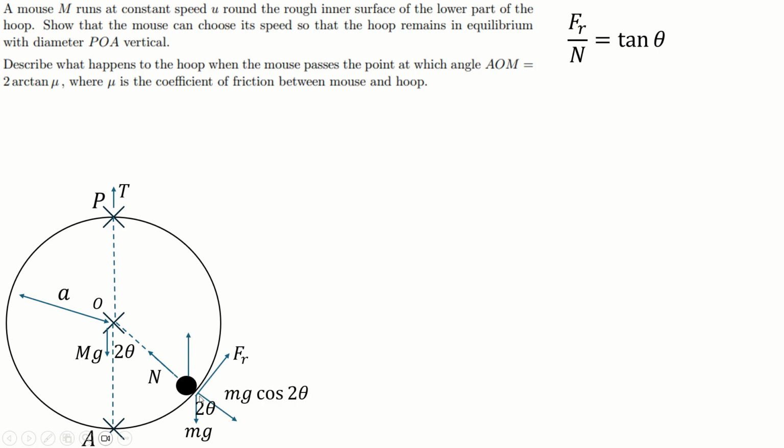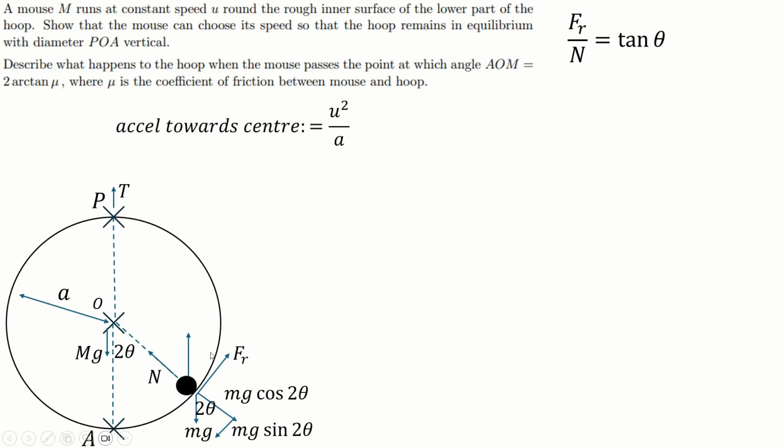And of course, this down here would be mg sin 2θ, opposite the angle. And then we can also resolve, or in fact, FR is already resolved, right? Because it's already going perpendicular to the point of contact. So now we can set up motion for the mouse in terms of parallel to the way the mouse is moving and perpendicular to it.